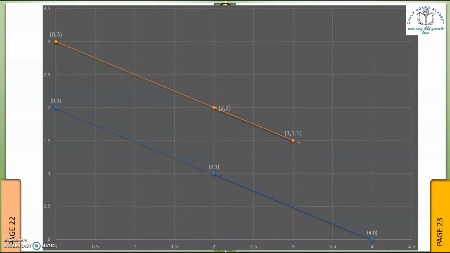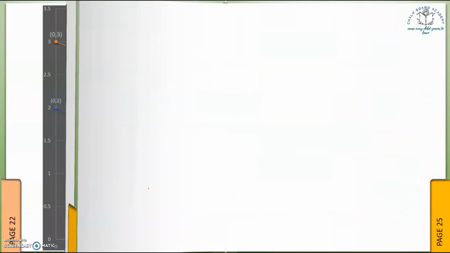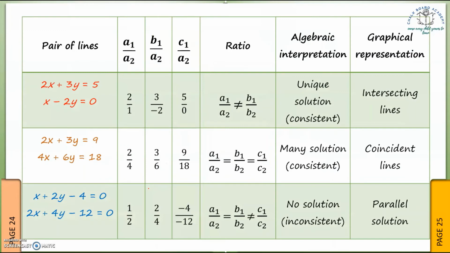They will never intersect each other, because at any point when we look at the distance between these two lines, every point is equal, so they will never intersect. So here we can see that they are forming parallel lines. By this we can say that there is a relation between these two equations, and let's look into the relation first.